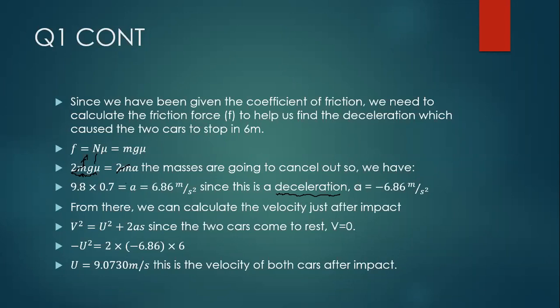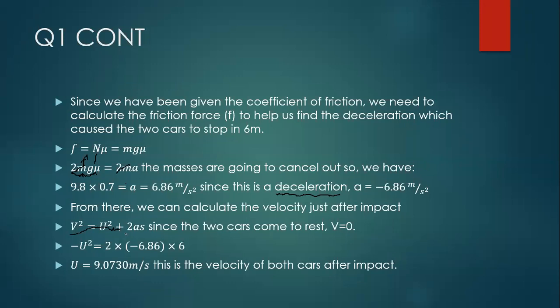I'm back now. What is this u? I'm sure you know the equations of motion, right? That v squared is equal to u squared plus 2as. You know this equation, right? Yes. So we have just used it. u is just the initial velocity at a certain point.